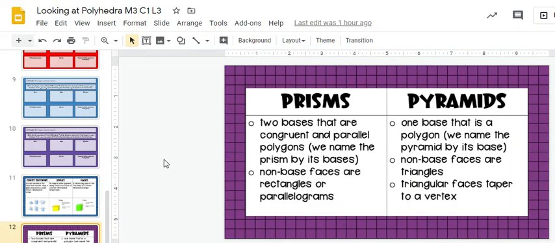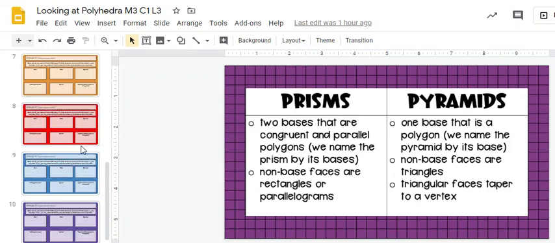And then finally, we will look at both prisms and pyramids this week. So prisms have two bases that are congruent and parallel polygons. We name the prism by its bases. Non-base faces are rectangles or parallelograms. And then pyramids, it has one base that is a polygon, and we name the pyramid by its base. So non-base faces are triangles. Triangular faces taper into a vertex. So that is how you can distinguish between prisms and pyramids.